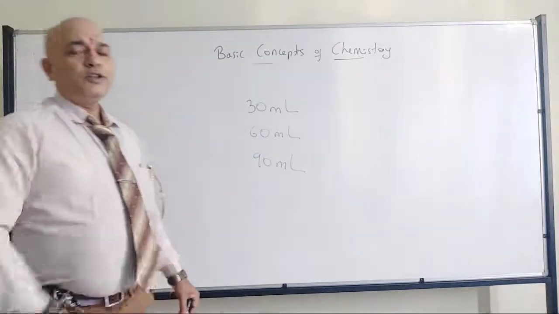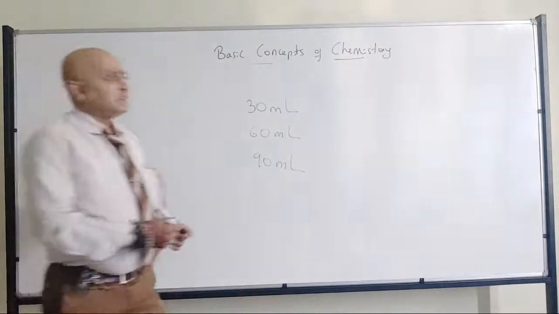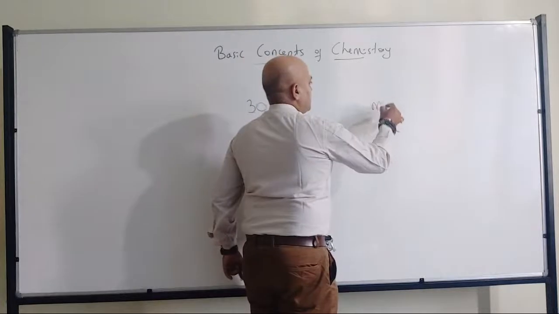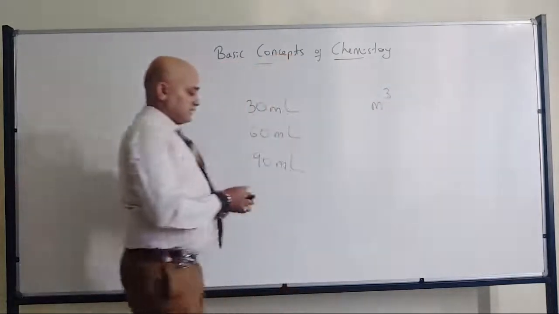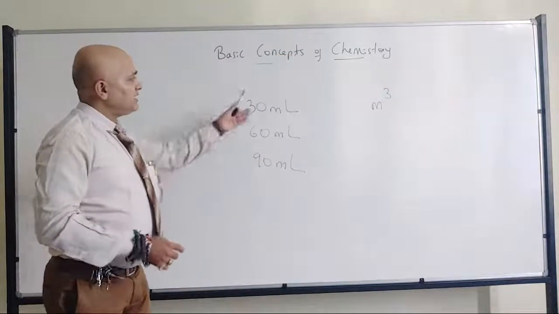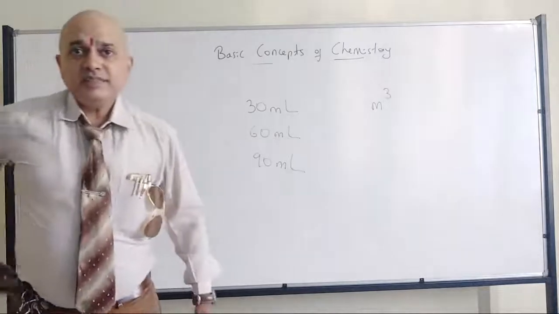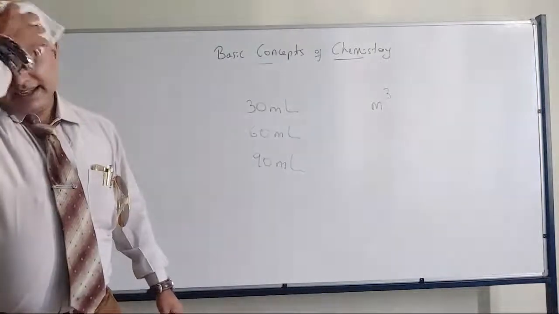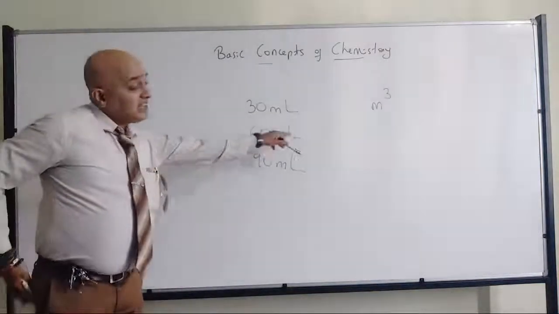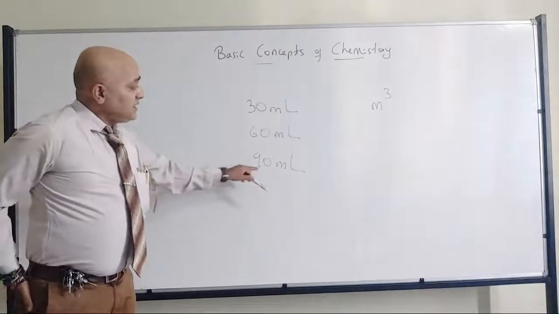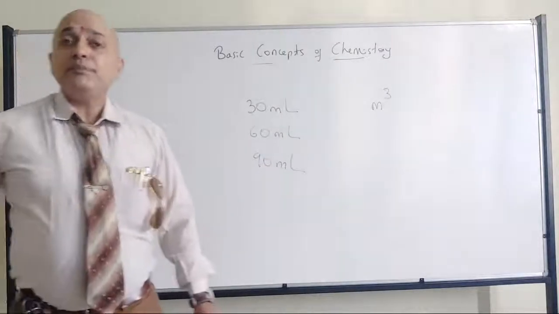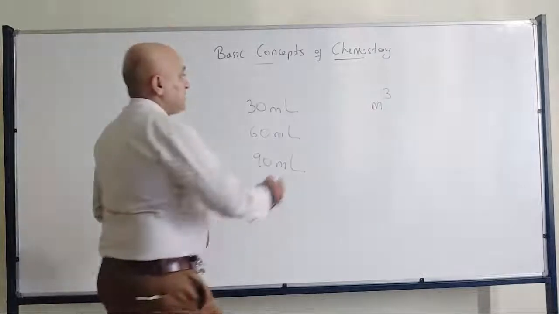Sir, you told volume is something like a cube. That means meter cube, you told, sir. That is volume. What is this? 30 milliliter, 60 milliliter, 90 milliliter. ml means milliliter. Right?